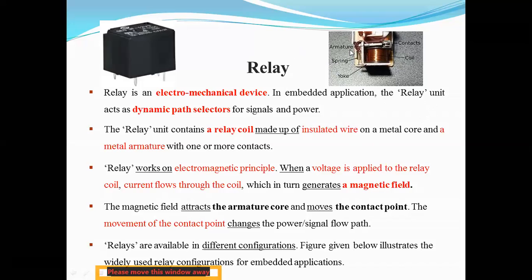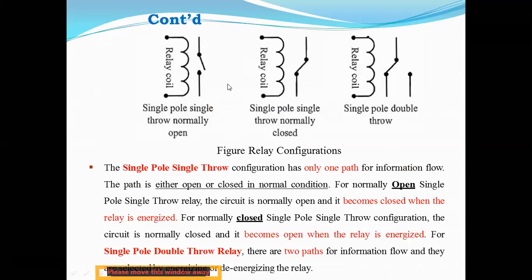So you can see how it functions. It works on the electromagnetic principle. It is made up of a coil. When I apply the voltage, what happens? Current will start flowing, and that will generate the magnetic field. And what will this magnetic field do? There is an armature contact. Based on the desired power you want, it will change the power or the signal flow path, right? Based on that, you have different relay configurations.